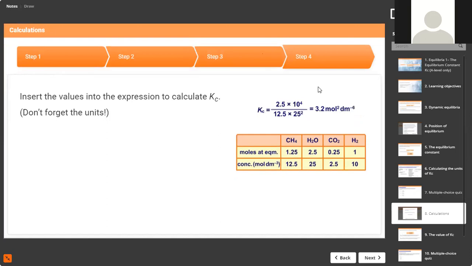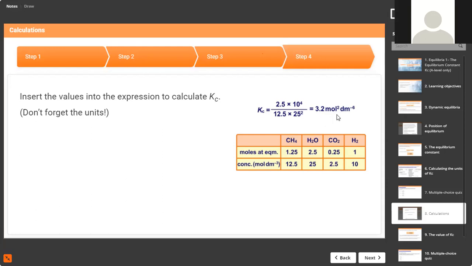So the values that we are inserting here is our concentration, not our moles. So it's really important we're inserting our concentration values here at this point. So 2.5 times 10 to the power of 4 divided by 12.5 times 25 to the power of 2. And that will give us 3.2 moles.